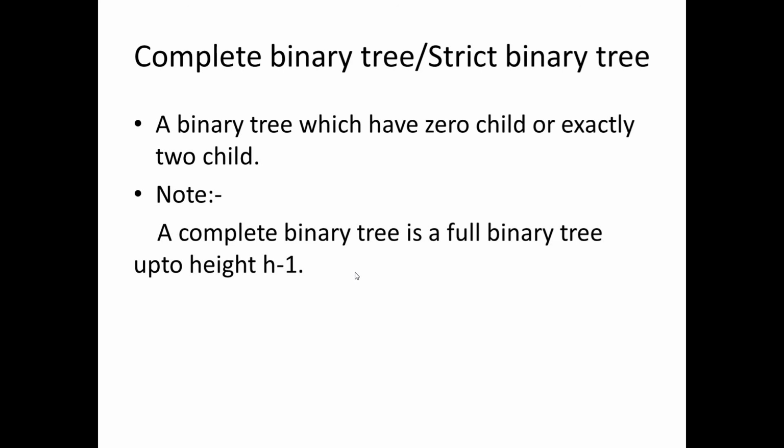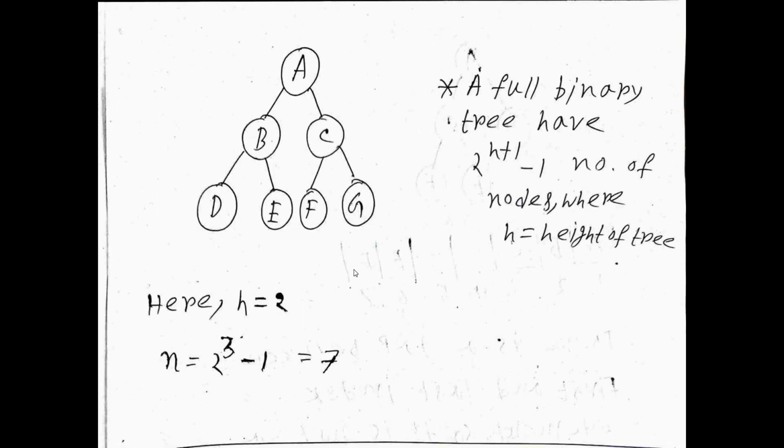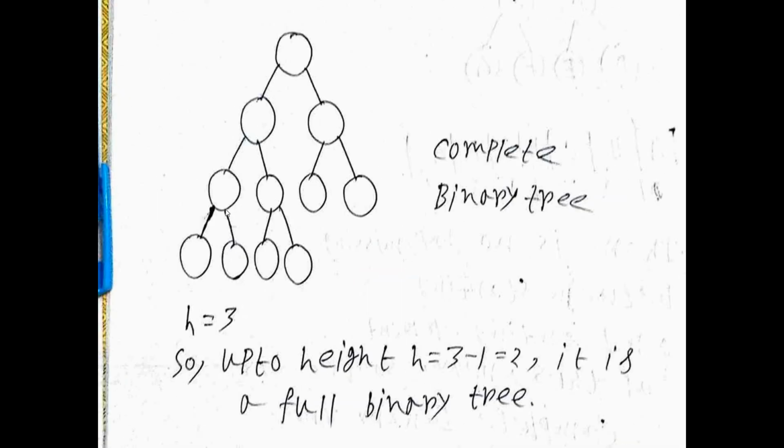That means what is the height value? If we go to before the height, decreasing the height by 1, up to that height this complete binary tree is a full binary tree. How? We will explain with this example. What is the height of the tree? 1, 2, 3. Longest path or maximum edges. 1, 2, 3. How many edges? 3. So the height is 3.